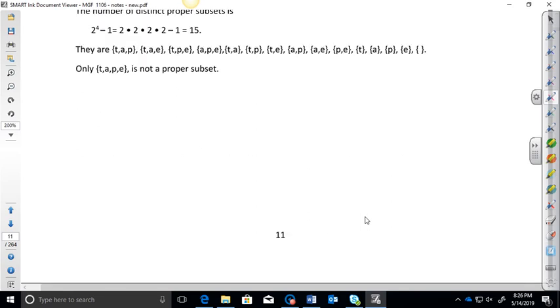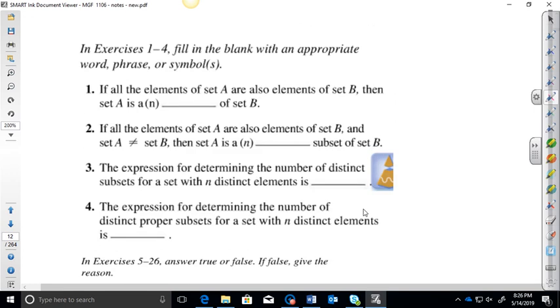All right, that's all this section. It's a small section just about subsets. Okay, 2.2 is only about subsets. If all elements of set A are also elements of set B, then set A is a subset, not proper, right? Cannot be proper because they're all there. If all of them are there, you can say only subset, not proper.